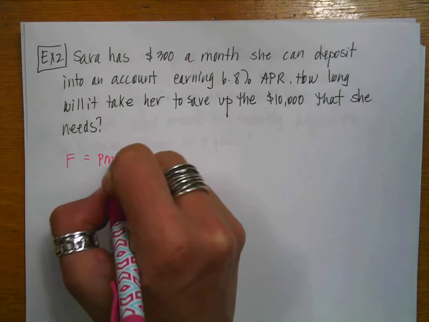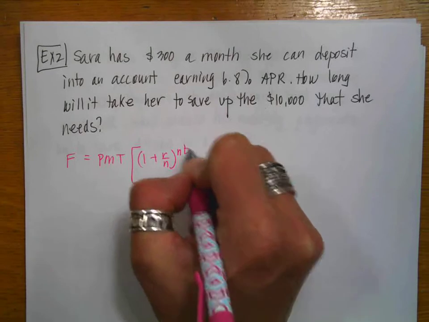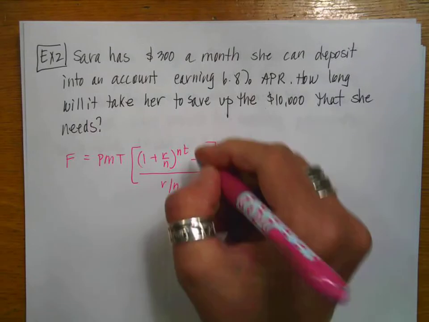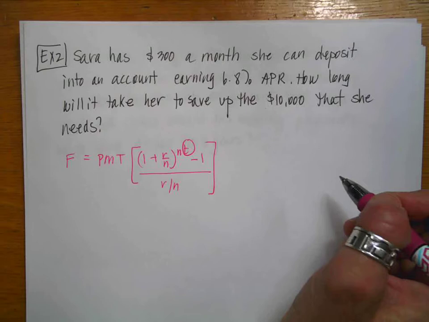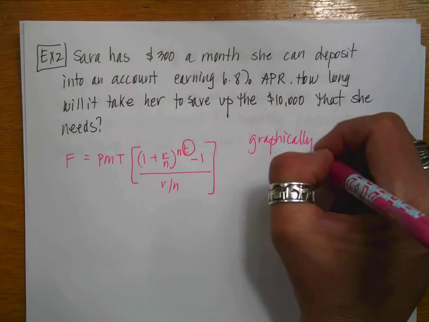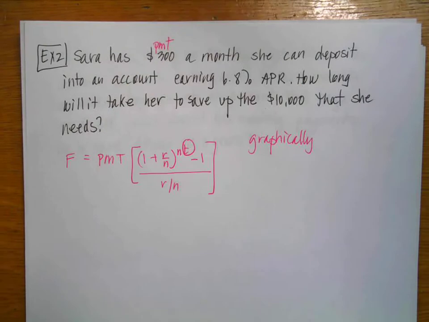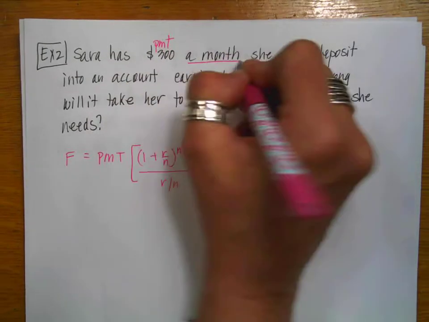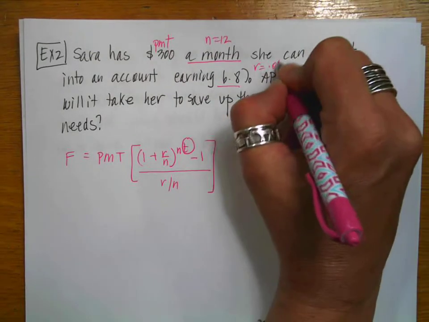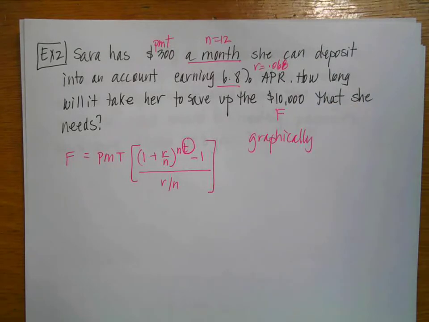So in this one, we're going to use the same formula: the payment times 1 plus R divided by N raised to the NT minus 1 over R divided by N. In this one, we're actually going to solve for T, but we're not going to have to do the algebra. We're going to do it graphically. Okay? So we're going to substitute in our numbers. She wants to save $300 a month, so that's going to be the payment. She can deposit every month, so N is equal to 12. Her R is going to be 0.068, and then this is going to be the future value of her money.